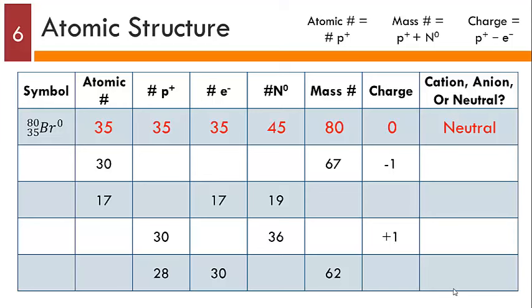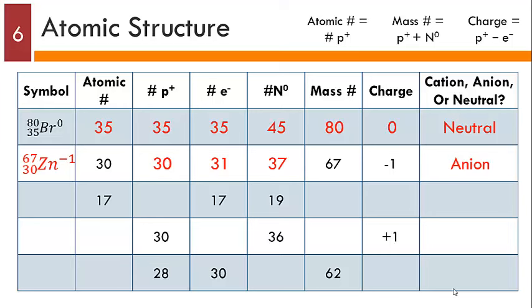For the next one, the atomic number is 30, which means that I've got 30 protons. The mass number is 67, so 30 protons plus some number of neutrons should equal 67. So I need 37 neutrons. The charge of this atom is -1. That means that I've got to have one more electron than protons. If I do plus 30 plus negative 31, that gives me a charge of -1, and this is an anion. So my symbol is going to be zinc. I know this because the atomic number is 30. Charge is -1, and my mass number is 67.